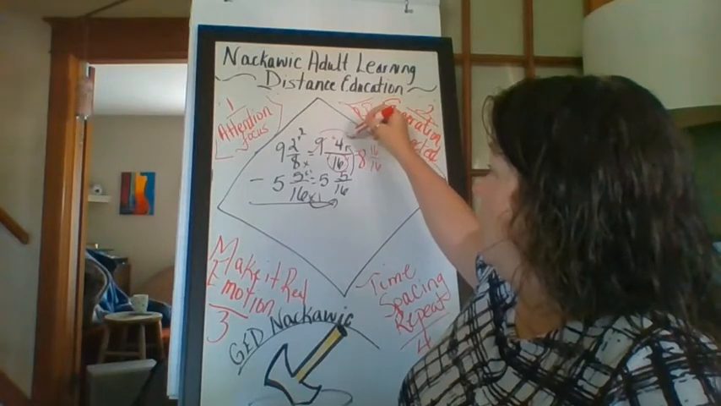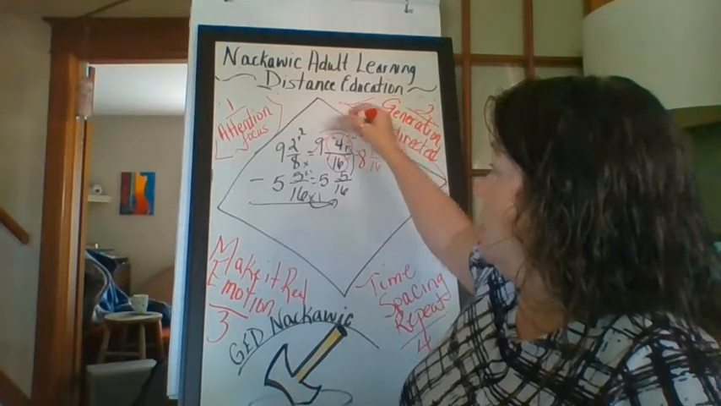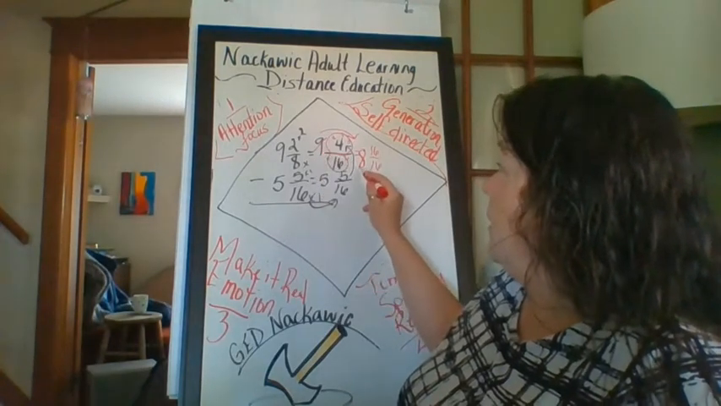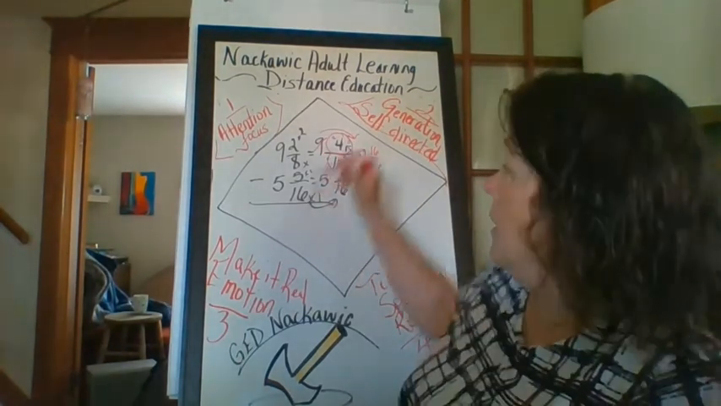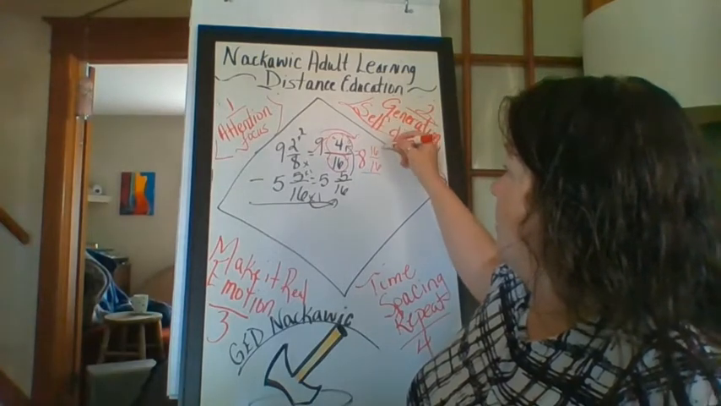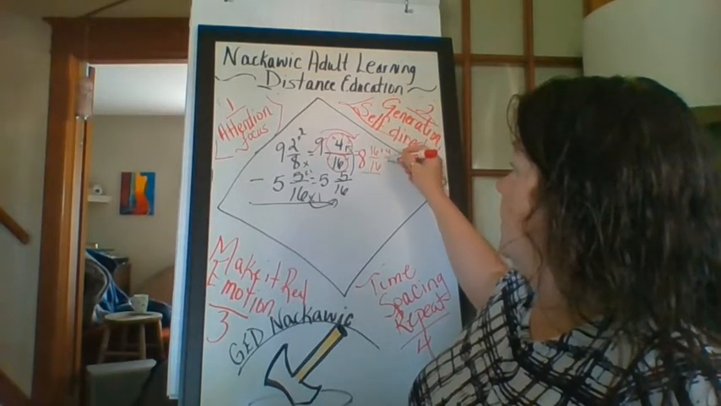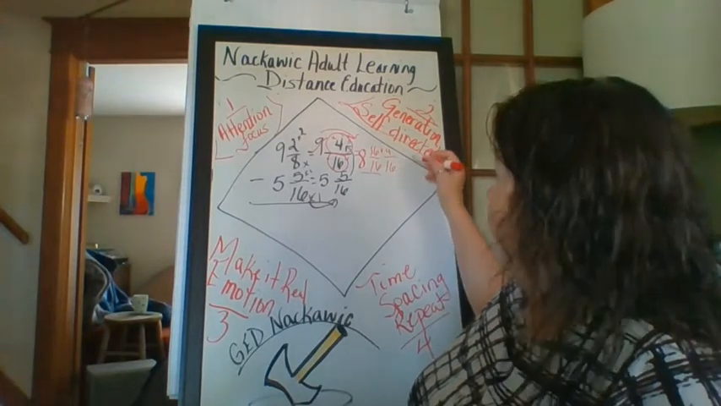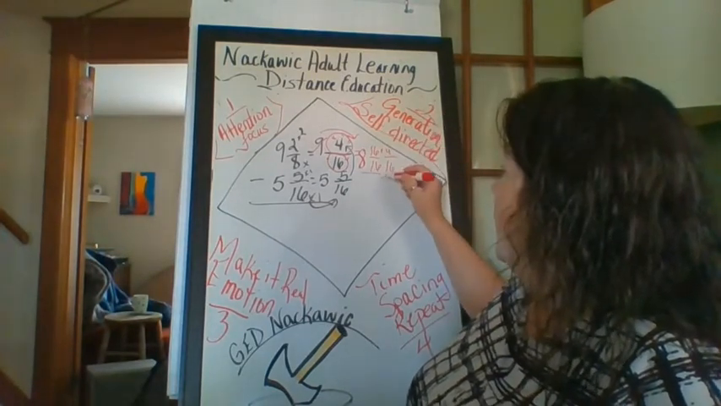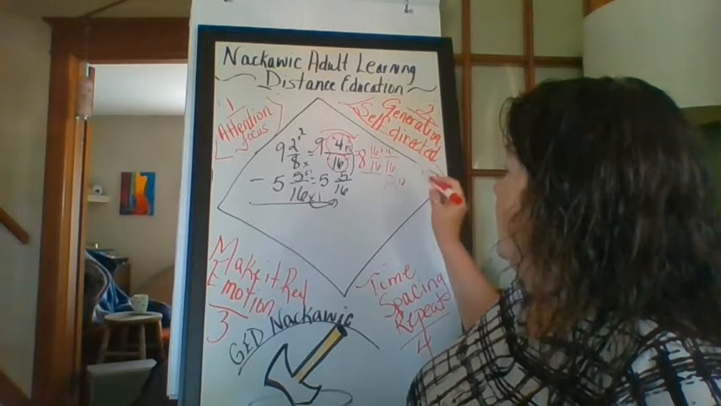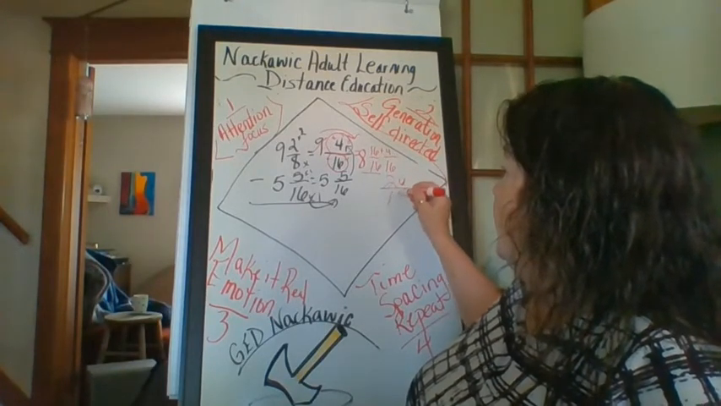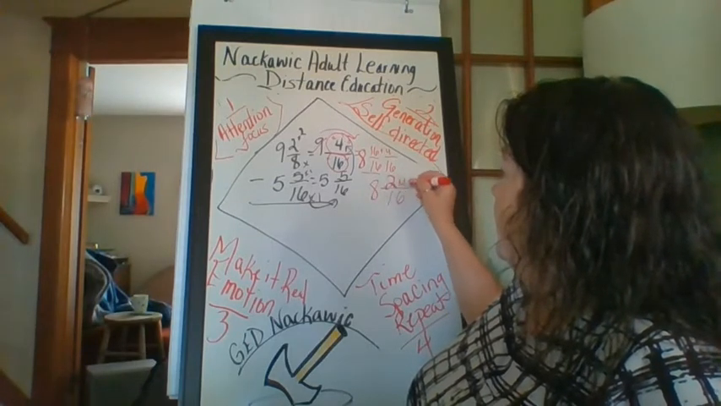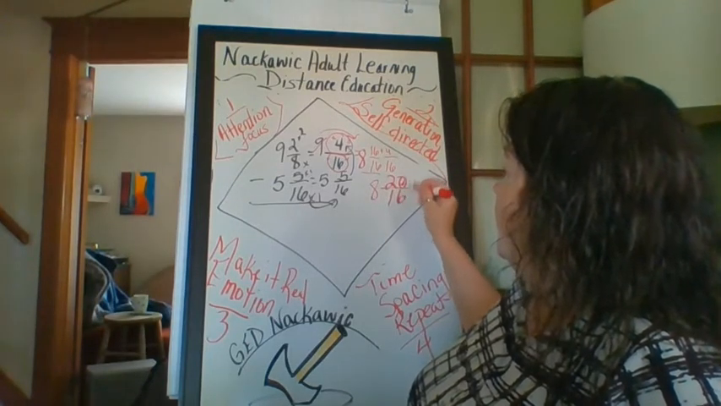But we cannot forget about this part. We've only covered 9, and this is 9. Now we've got to add on the 4. So plus 4/16. 16 and 4 is 20. So 20 over 16. So 8 and 20 over 16.